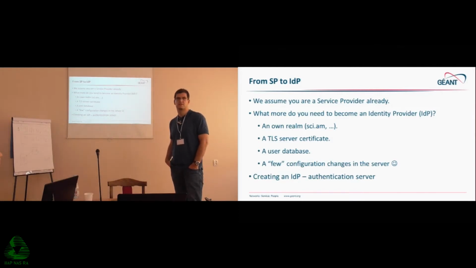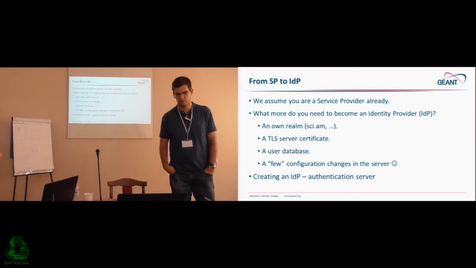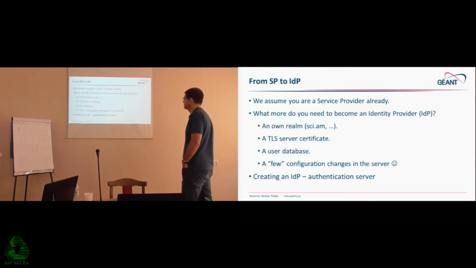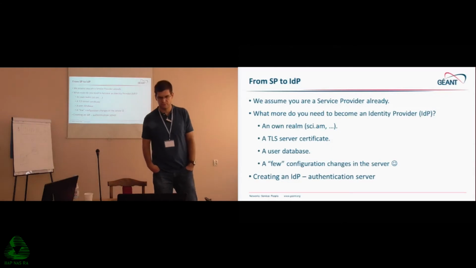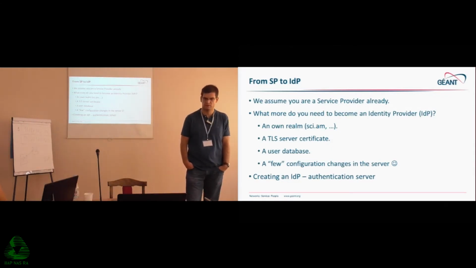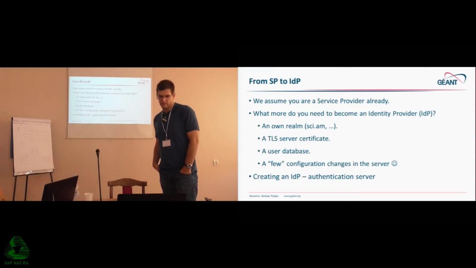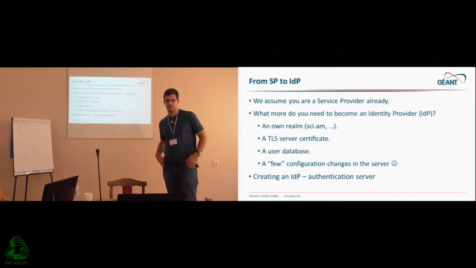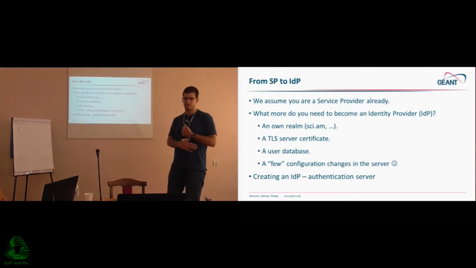We need a TLS server certificate. We need a user database or a user directory, and a few configuration changes in the server, which can be easy for someone and a bit harder for someone else. But don't worry, everything is written down in the workbook. Creating an IDP actually represents creating an authentication server, which is the last part of the 802.1X picture that we show. So we've configured the service provider.